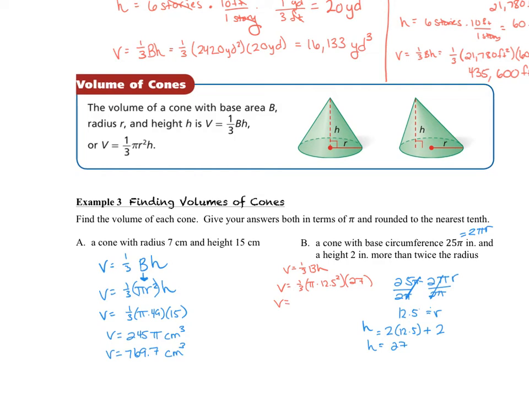And so V equals, in terms of pi, that would be 1,406.3 pi inches cubed. And rounded, multiplied by pi, it would be 4,417.9 inches cubed.